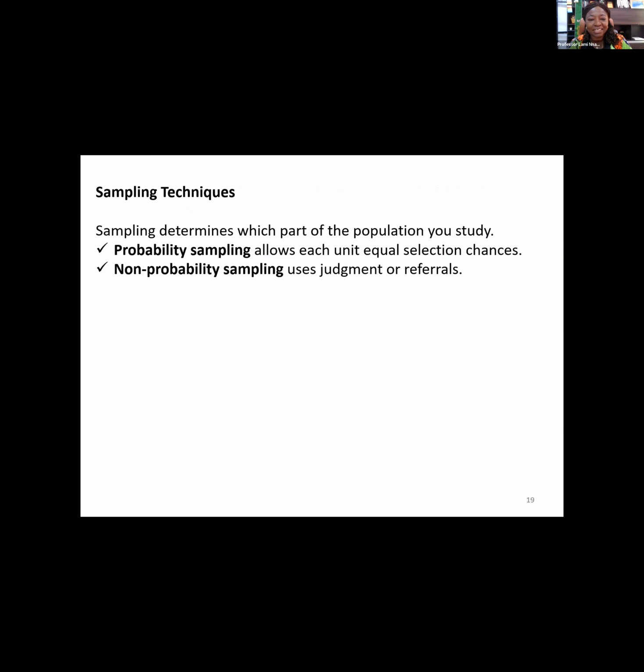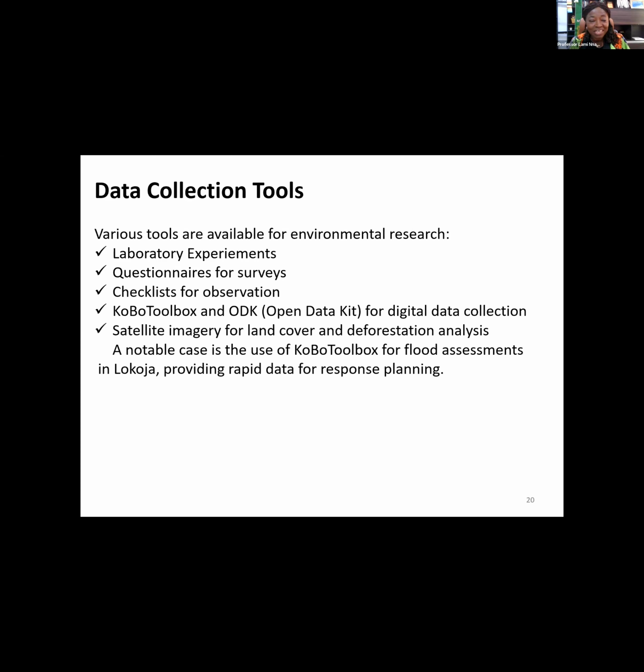So, sampling techniques. Sampling determines which part of the population you study, okay? As the name implies. English is critical. If you don't understand English, you will have problems with science. It's not the old man in your village that is affecting you. It's the understanding of English.